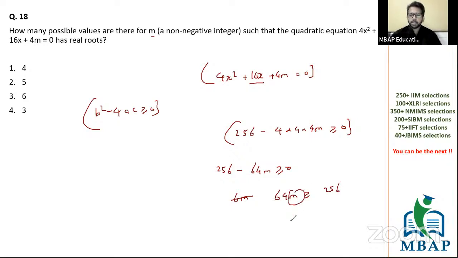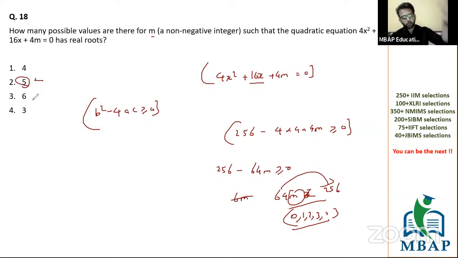Which values can m take? m can take 0, 1, 2, 3, and 4. Right? Because 64 times 4 is 256. I repeat, 64 times 4 is 256. So you can find out that these are 5 values which are possible: 1, 2, 3, 4, and 0. One-step solutions, just one-step solutions to crack these questions.